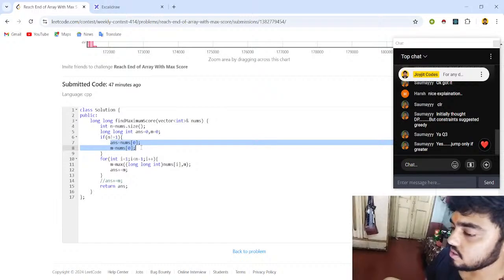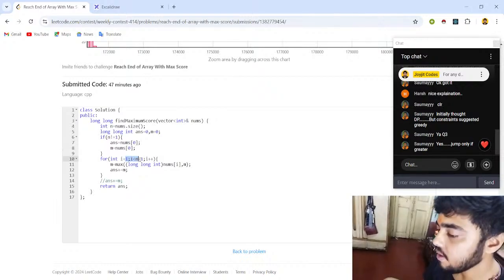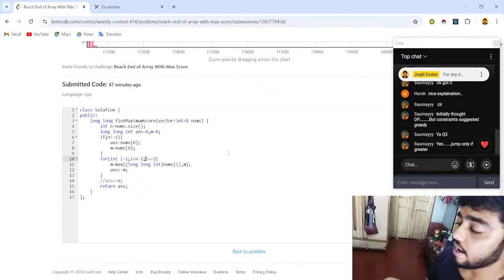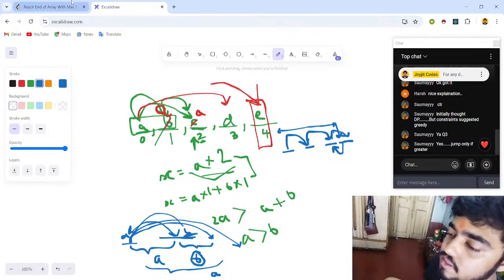So answer is this, and the maximum till that position is also going to be the first element. Now we traverse from the next element till n minus 1. We don't traverse till n. Why is it so? Because as I told you, the last element will be ignored, because you are jumping to that position, so you won't consider that. And then I take out the maximum of everything, and then I just add it to the answer. So I hope this is clear for you guys.